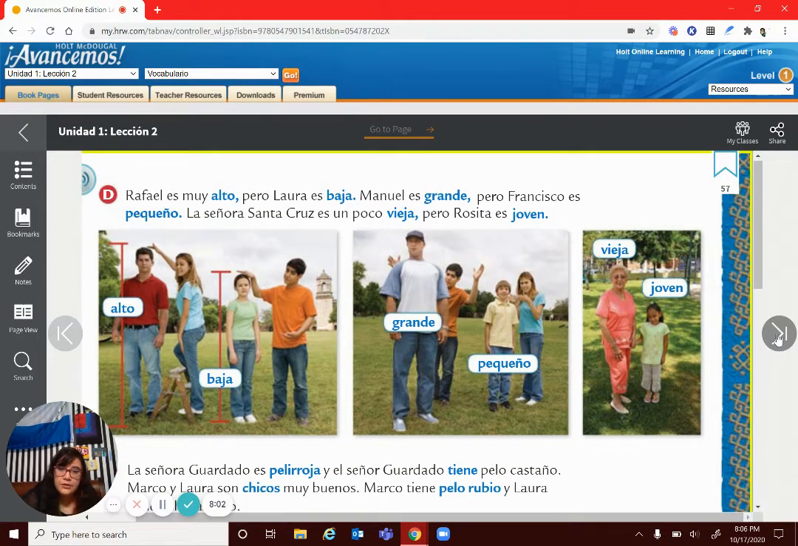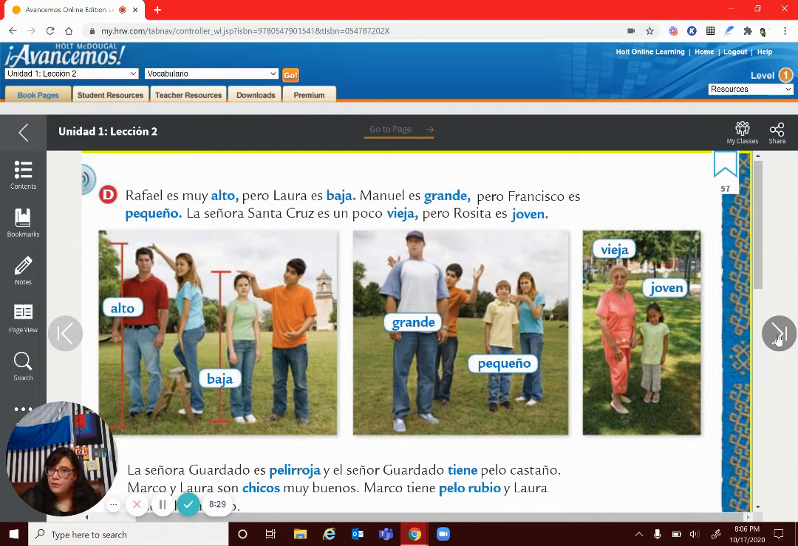Manuel, second picture, es grande. He's a big guy. You can tell he's a big guy. Pero Francisco es pequeño. Francisco is small. La señora Cruz, third picture, es un poco, they're being nice, un poco, a little, vieja. She's a little old because she's like the grandma in this situation. But Rosita, the little girl, es joven. She's going to be young.